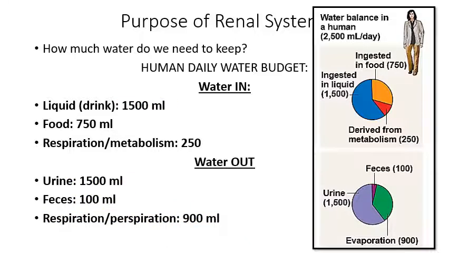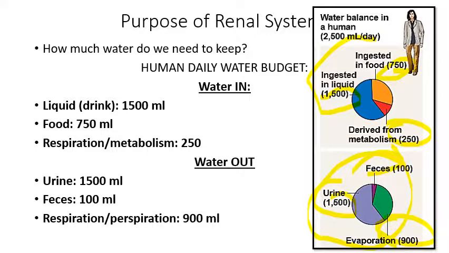All right, so here's just a graphical representation of the daily water budget. This is how much we drink, 1,500 mils, generate 250 mils from breathing, eat food that has moisture in it, 750 mils, and then when it's coming back out again, 1.5 liters is released through urine, 100 through feces, and then nearly a liter, 900 mils or so, is released through evaporation, a combination of sweating and exhaling water vapor.